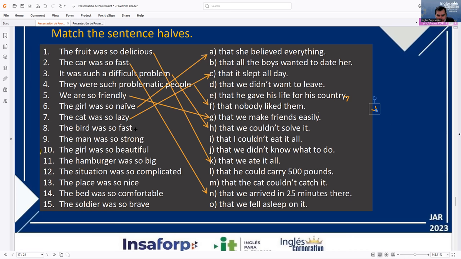The bear was so fast that the cat couldn't catch it. The man was so strong that he could carry 500 pounds. The girl was so beautiful that all the boys wanted to date her. The hamburger was so big that we couldn't finish it, that we couldn't eat it all. The situation was so complicated that we didn't know what to do.